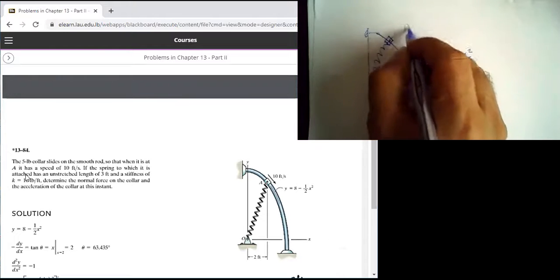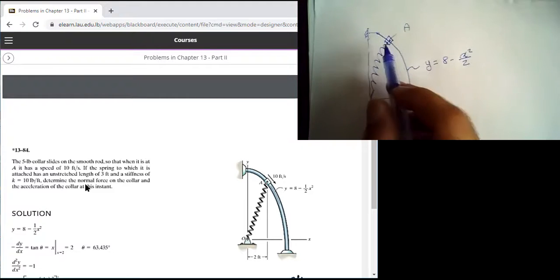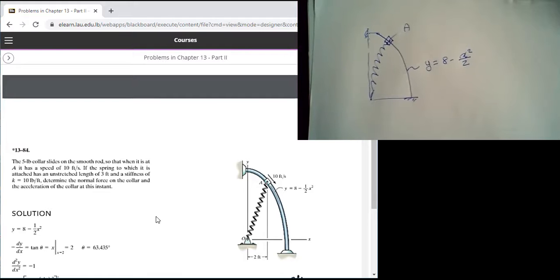at this point, on A, right, it has a speed of 10 feet per second. So at A, it has that velocity. If the spring to which it is attached has a free length of 3 feet and a stiffness of K is given, determine the normal force on the collar and the acceleration of the collar at that instant. All right, so we need to find the normal force on the collar, and we also need to calculate the acceleration of the collar at this instant.